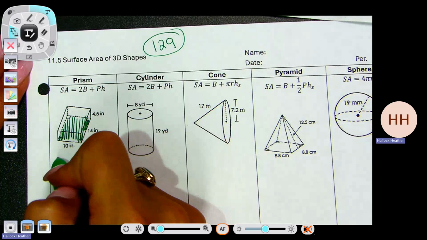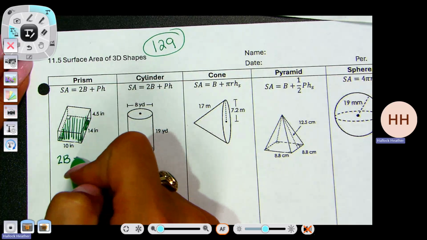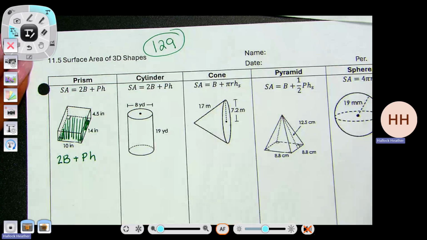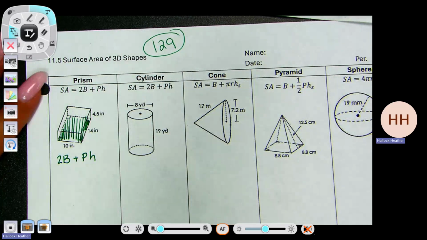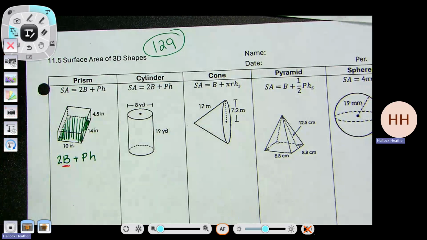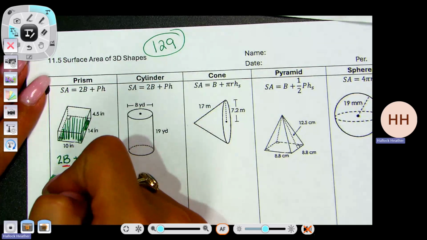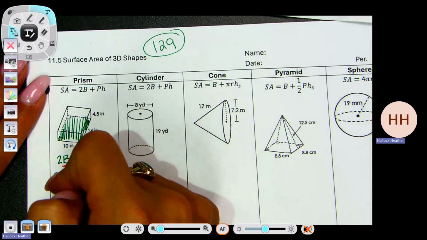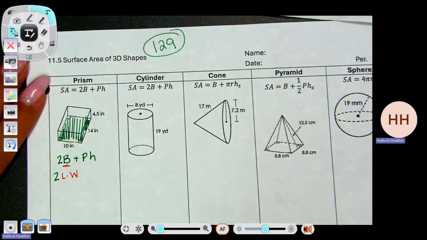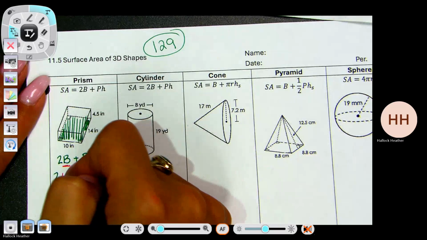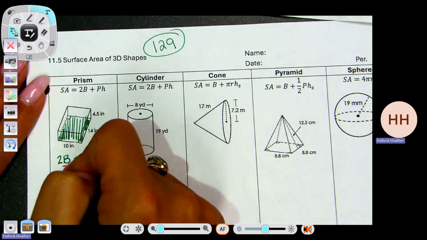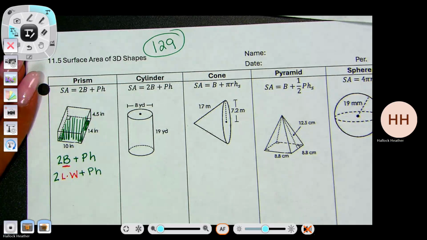So if my formula is 2 big B plus pH, I'm replacing big B with something. Big B on your blue sheet is area of the base. So how do I find the area of a rectangle? Because my base is a rectangle. Length times width. So big B is being replaced with length times width. And then this is new. We have a P. What does P stand for on your blue sheet? Perimeter. So that's the perimeter of the base.